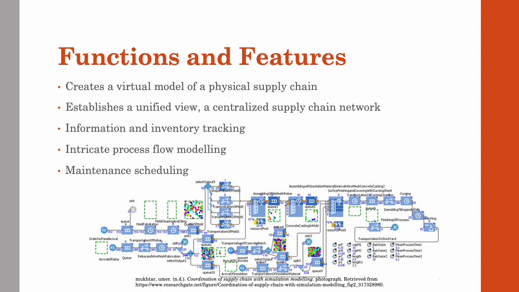Functions and features of a digital twin. Part of the features of a digital twin is the ability to create a virtual model of a physical supply chain. This model creates a unified view for illustration purposes, simplifying a viewpoint of a somewhat unknown system to some of the stakeholders. Creating a centralized system to monitor and track supply chain changes will help provide clarity for modifying process flows and inventory policies.